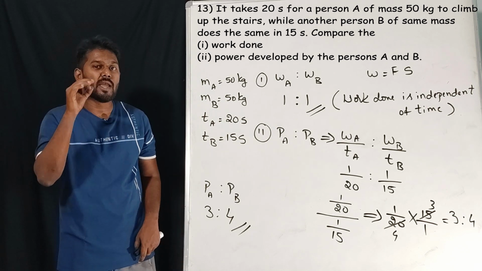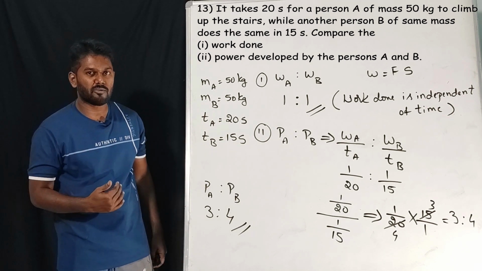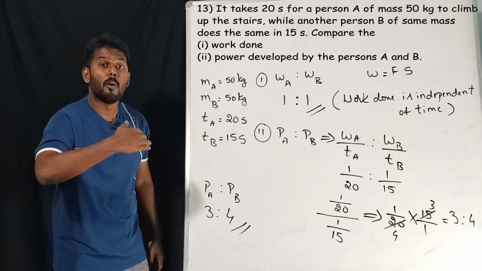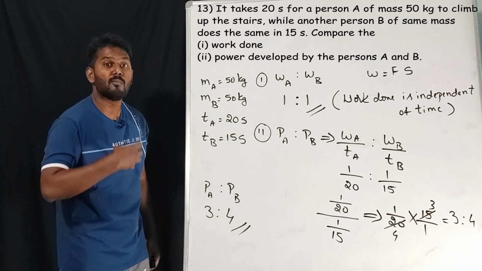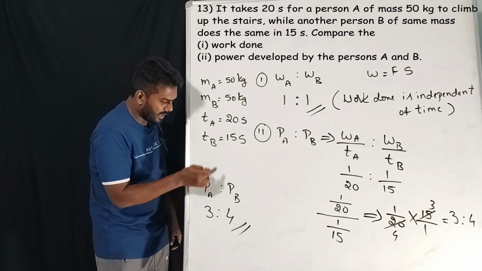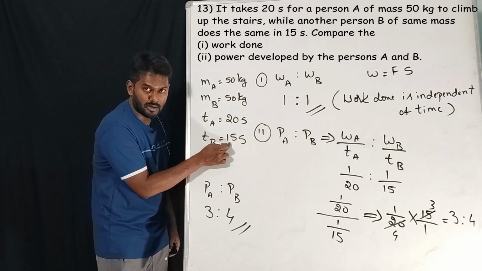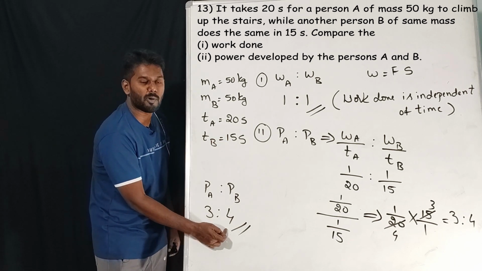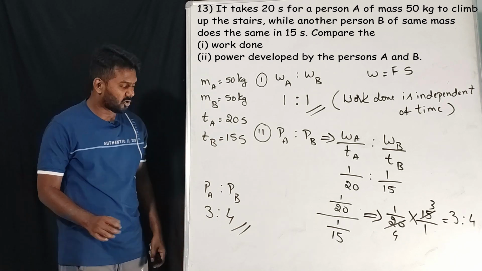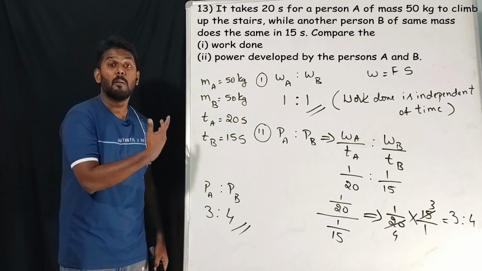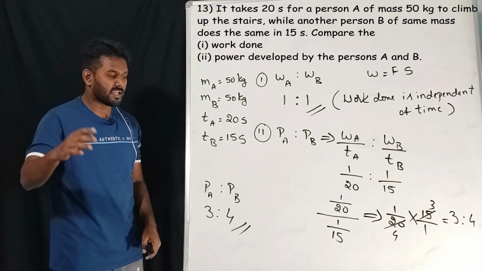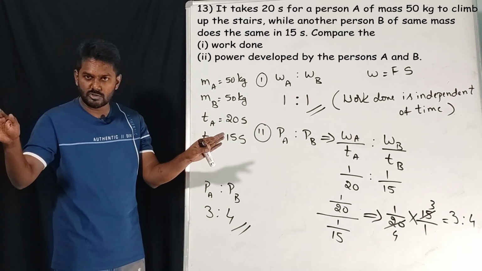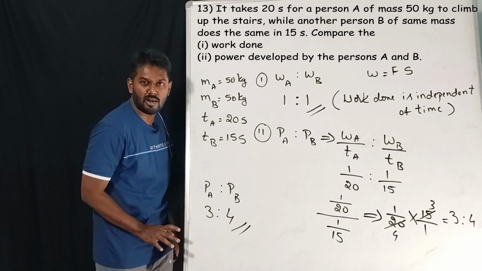So if I have to do any job by taking less amount of time, that means I have to put more power. Person B is doing the job quicker, correct? That means he has spent more power compared to A. So this is how you understand the meaning of the ratio. So in the exam, you are not going to write any of those things, only the final values are enough.